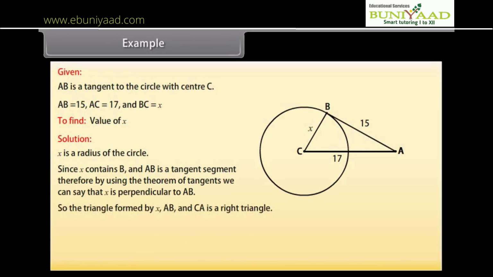So the triangle formed by x, AB and CA is a right triangle. Now by using the Pythagoras theorem we get 15 squared plus x squared is equal to 17 squared, or x squared is equal to 64, which gives us x as 8.